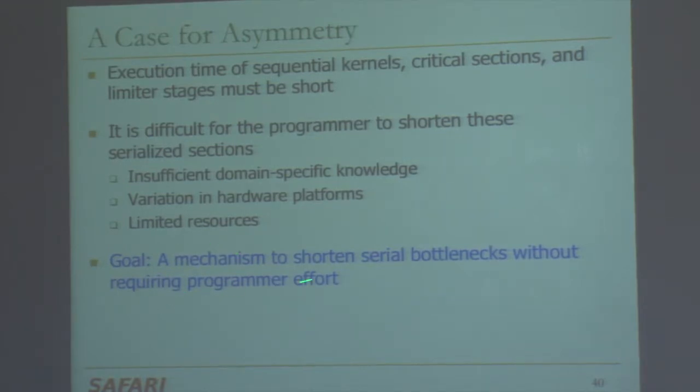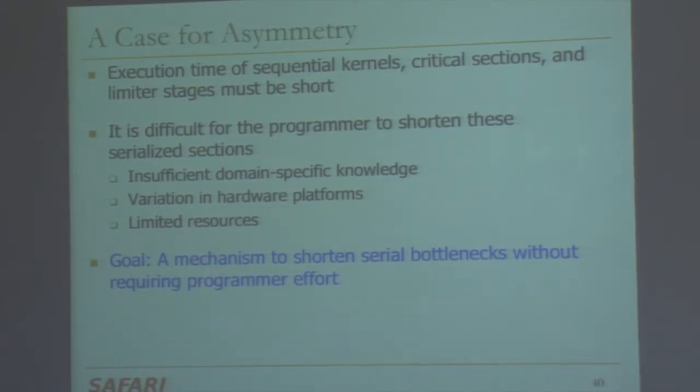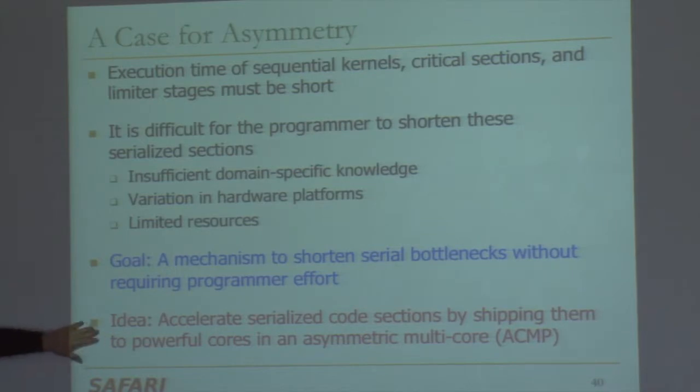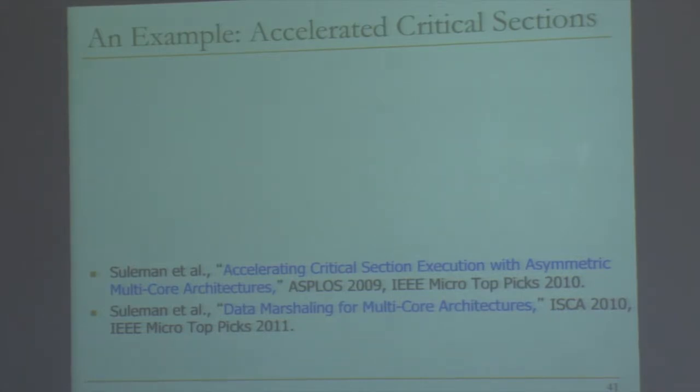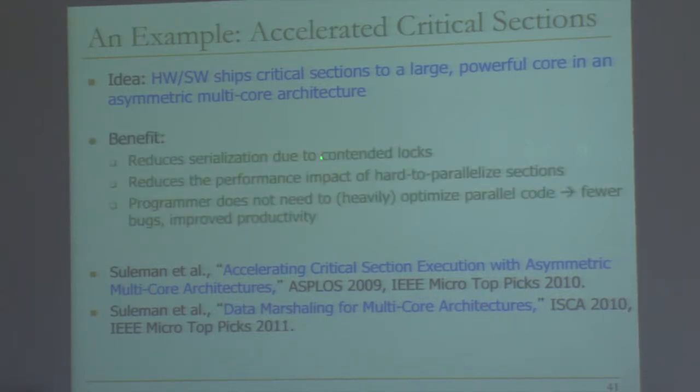So the goal is to have a mechanism to shorten serial bottlenecks without requiring much programming effort, or any programming effort, if possible. Right? If you do that, again, you're helping the programmer. You're placing yourself at a different place in the programmer-microarchitect curve. Now this is harder for the microarchitect. So we'll examine a solution that's harder for the architect or microarchitect, but easier for the programmer. And the idea is to accelerate serialized code sections by shipping them to powerful cores in an asymmetric multi-core processor. Basically, hardware and software cooperatively shift critical sections to a large, powerful core in an asymmetric multi-core architecture.